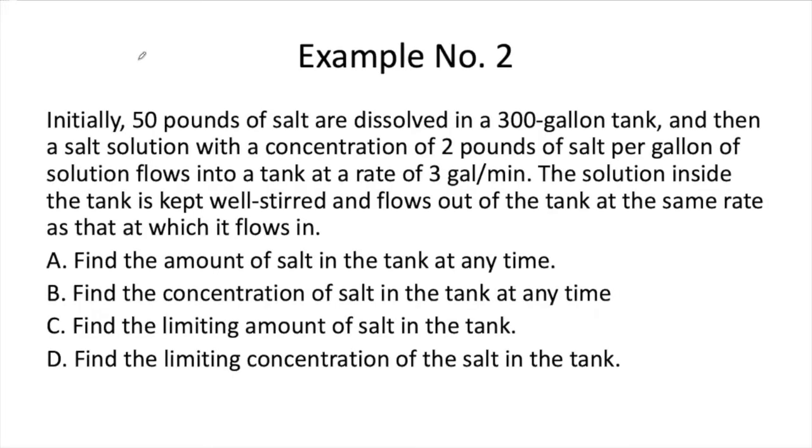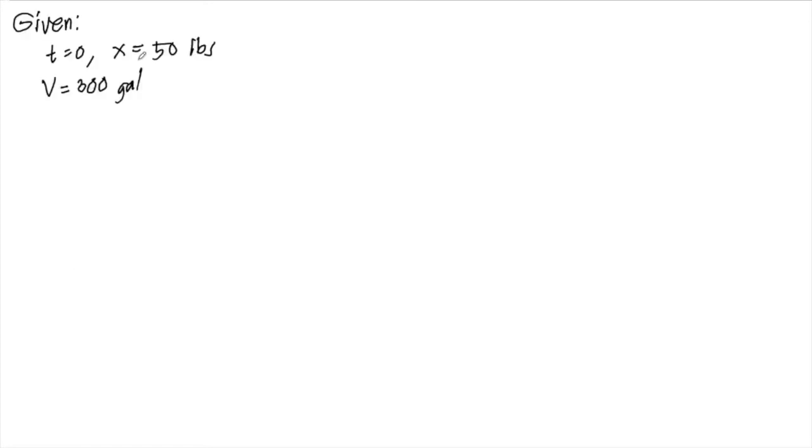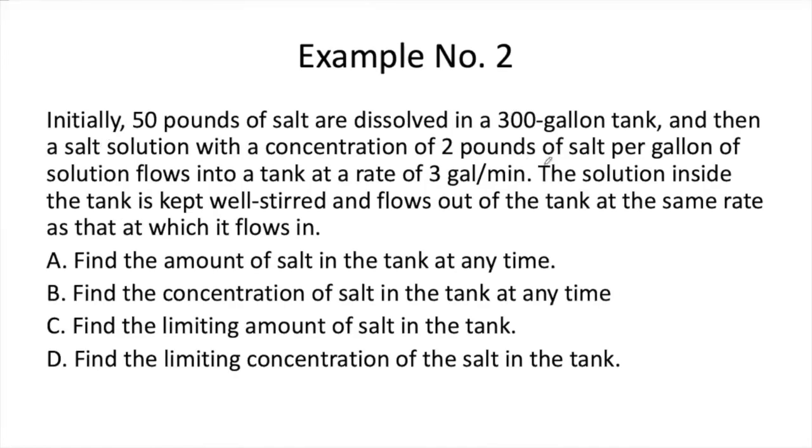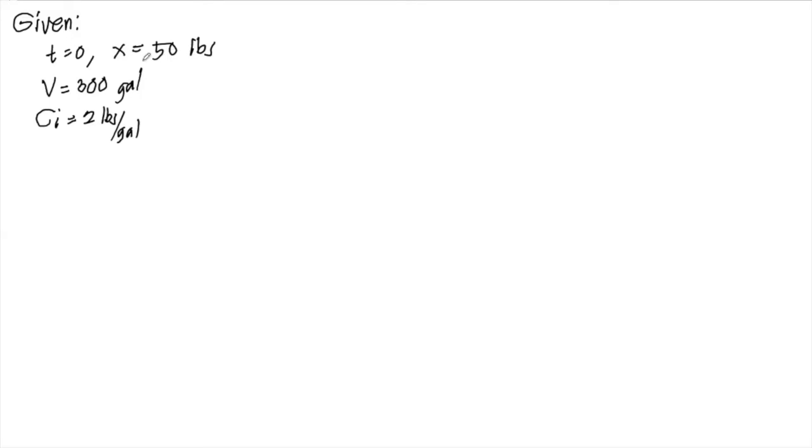A salt solution with concentration is poured. So yung ating C sub I is equal to 2 pounds per gallon. Ayan, 2 pounds per gallon. Tapos yung flow rate niya is 3 gallons per minute. So it has a flow rate, R sub I, 3 gallons per minute.